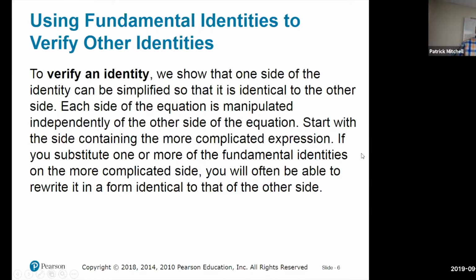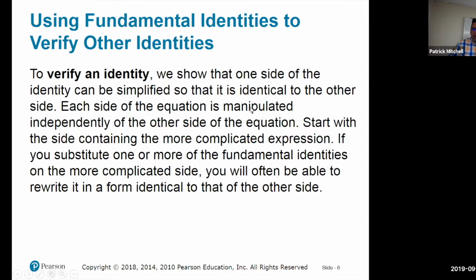All right, now we're ready to start verifying identities. First of all, what is an identity? An identity is an equation that is always true as long as everything in the equation is defined. A simple example: x plus x equals 2x is an identity. It's always true no matter what you plug in for x. To verify an identity, we show that one side of the identity can be simplified so that it is identical to the other side.